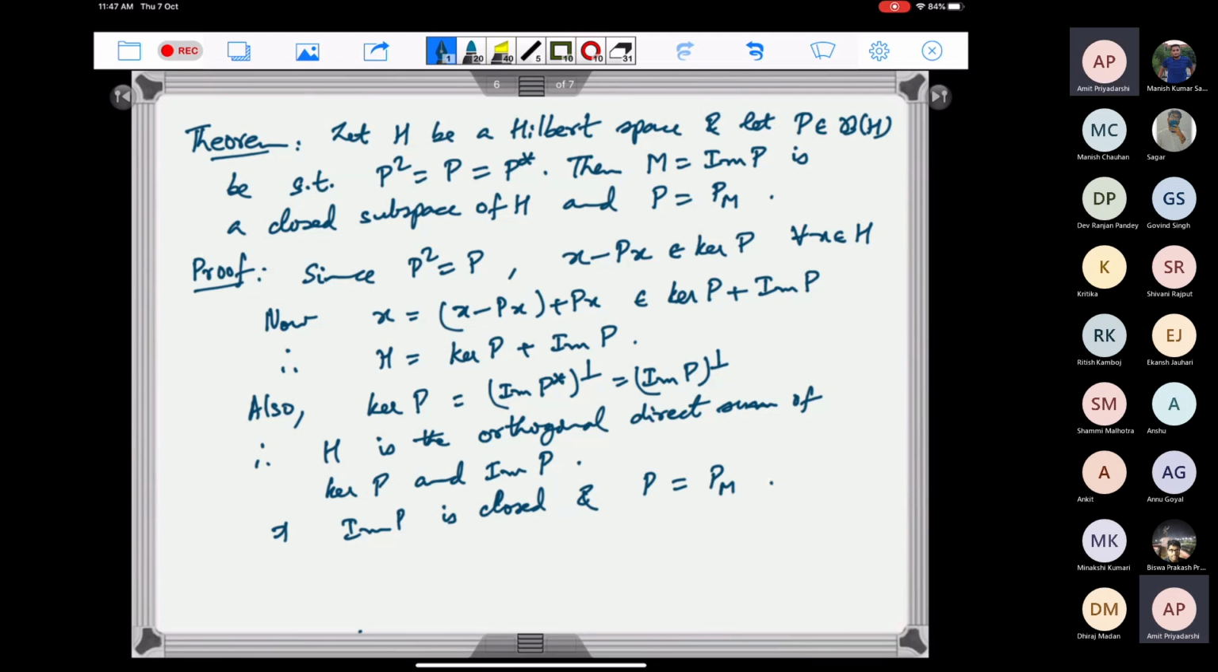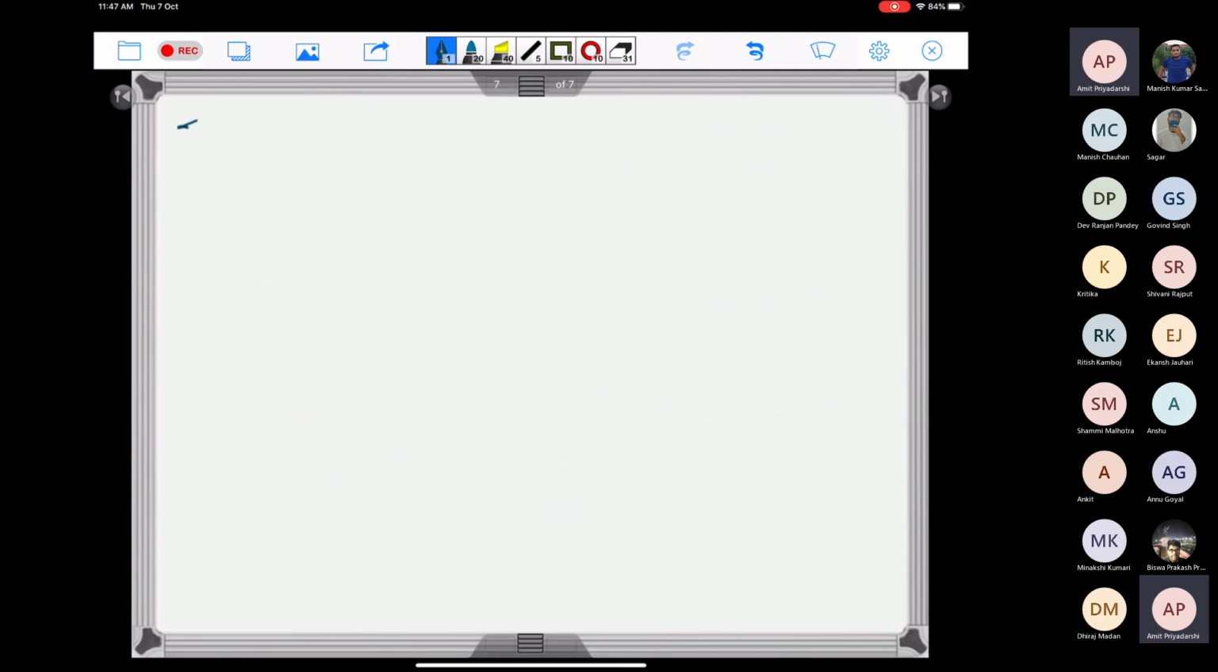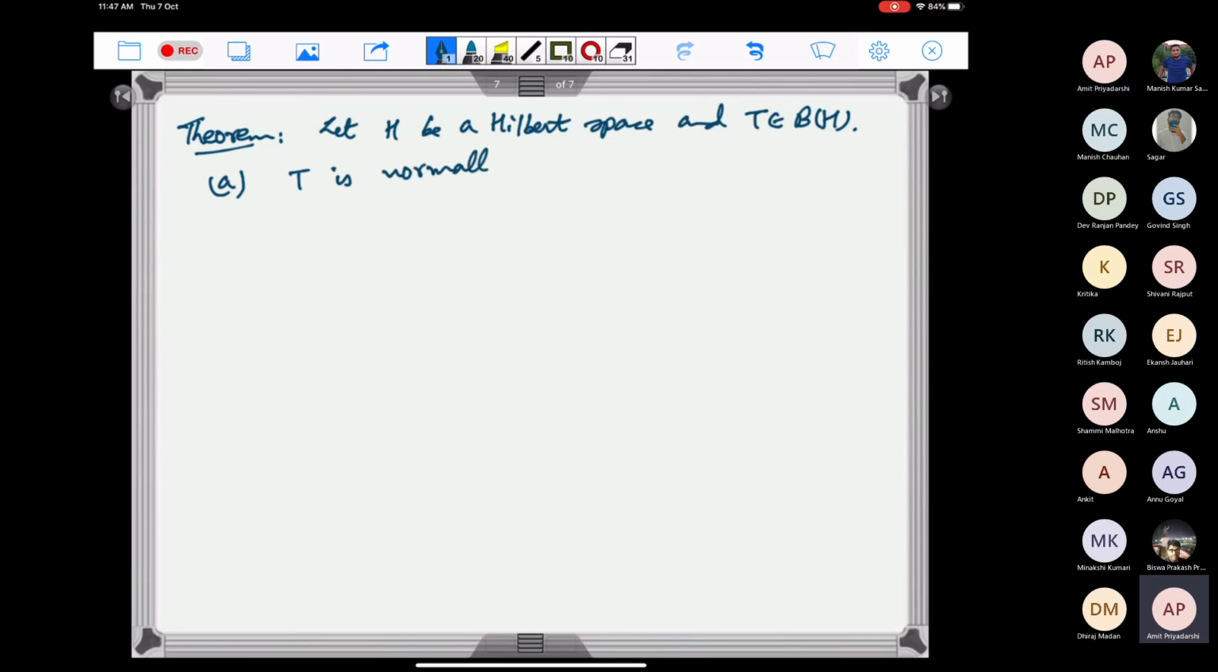Okay, let me prove one result for normal operator. Let H be a Hilbert space and T belong to B of H. So then we have T is normal if and only if norm of Tx is equal to norm of T star x for every x in H.